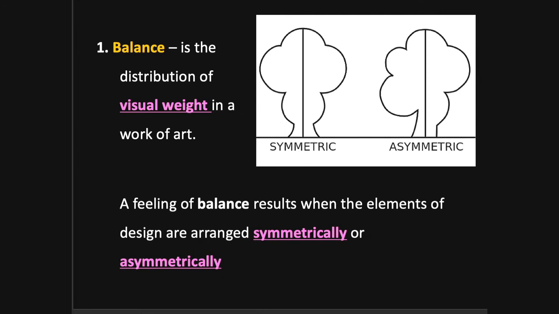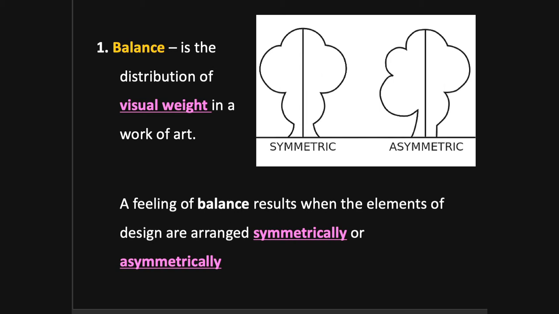Our first is balance, and this is the distribution of visual weight. When we talk about weight in art, generally we're talking about visual weight. So you have this feeling of balance. As a result, there are several different ways that you can look at balance.